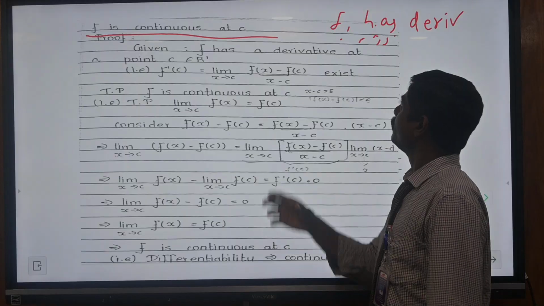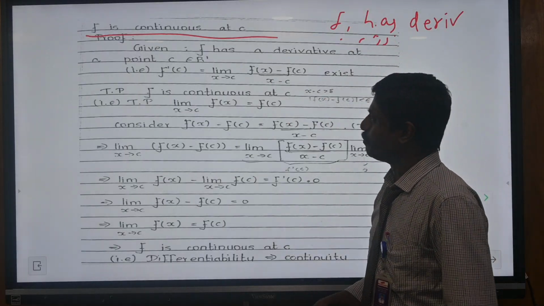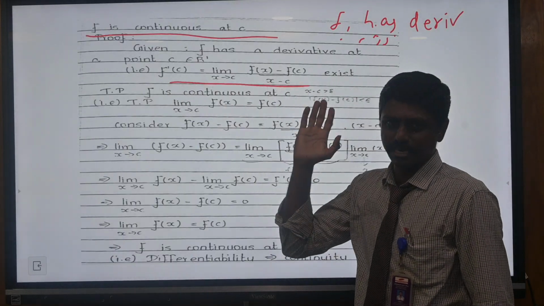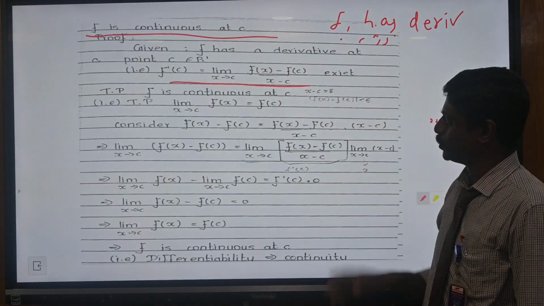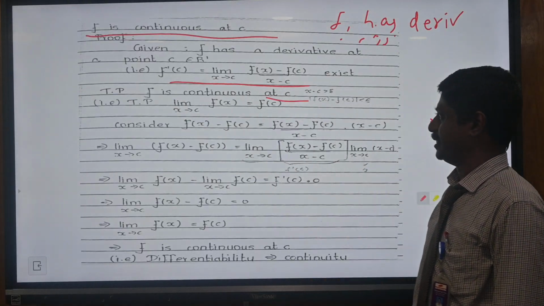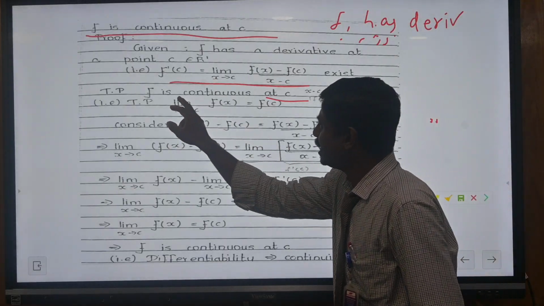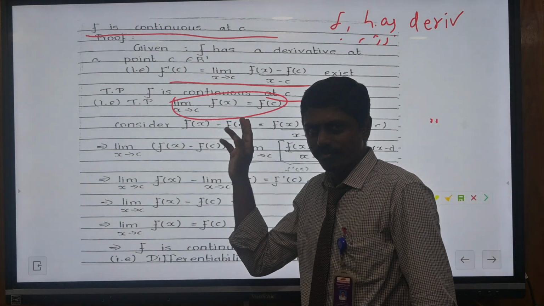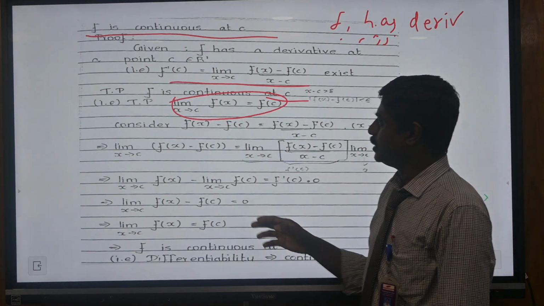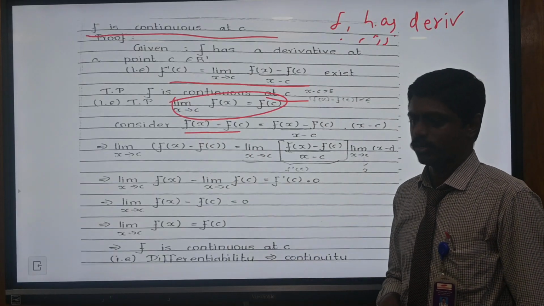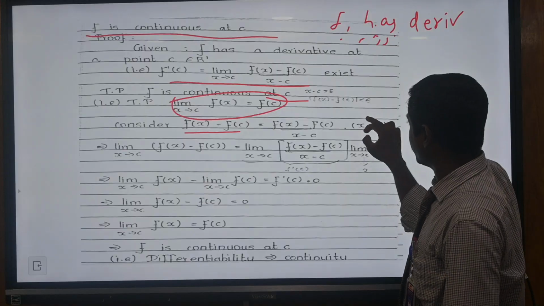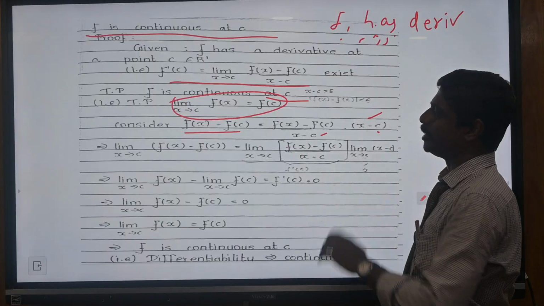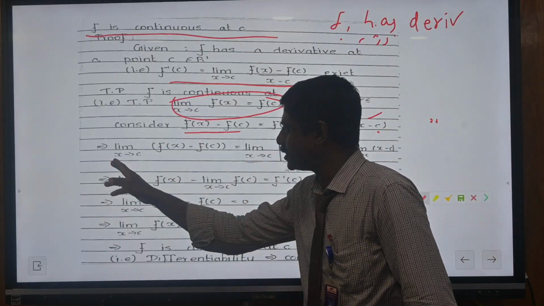Let us prove it. Given that f has a derivative at a point C belonging to R1. By the definition of derivative, f dash of C equals the limit as stated. We have to prove that f is continuous at C. That is the well known result, one definition of continuity: the limit as x tends to C of f of x equals f of C. Now consider f of x minus f of C. Here I just multiply and divide by x minus C. Taking the limit as x tends to C on both sides.